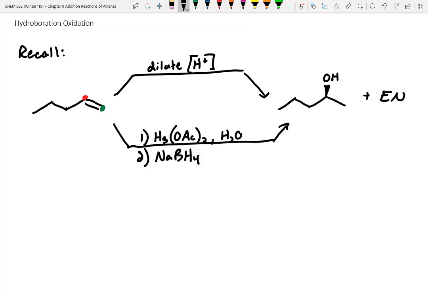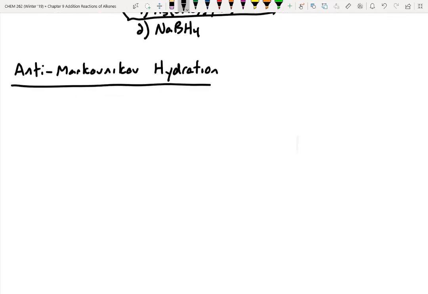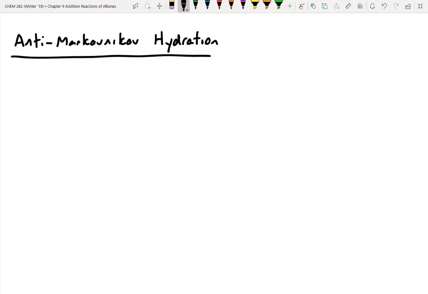But then the big question is, well, what if we want the alcohol to come off that green position, meaning the anti-Markovnikov reaction? There's a method to do that. All right, so let's take a look at how you do that.